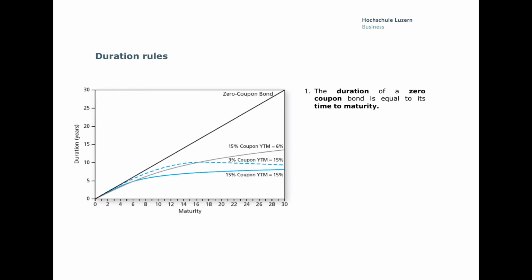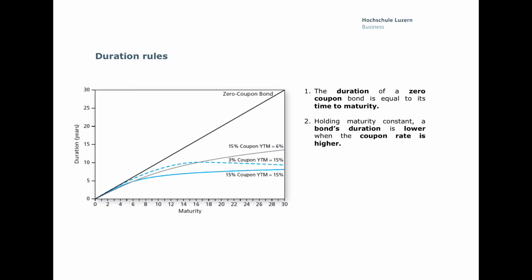Since we now have a firm understanding of the concept of duration as a measure of interest rate sensitivity, it is time to summarize the most important duration rules that should be remembered. Rule number 1: the duration of a 0 coupon bond is equal to its time to maturity. This corresponds to a 45-degree line when maturity is depicted on the x-axis and duration on the y-axis.